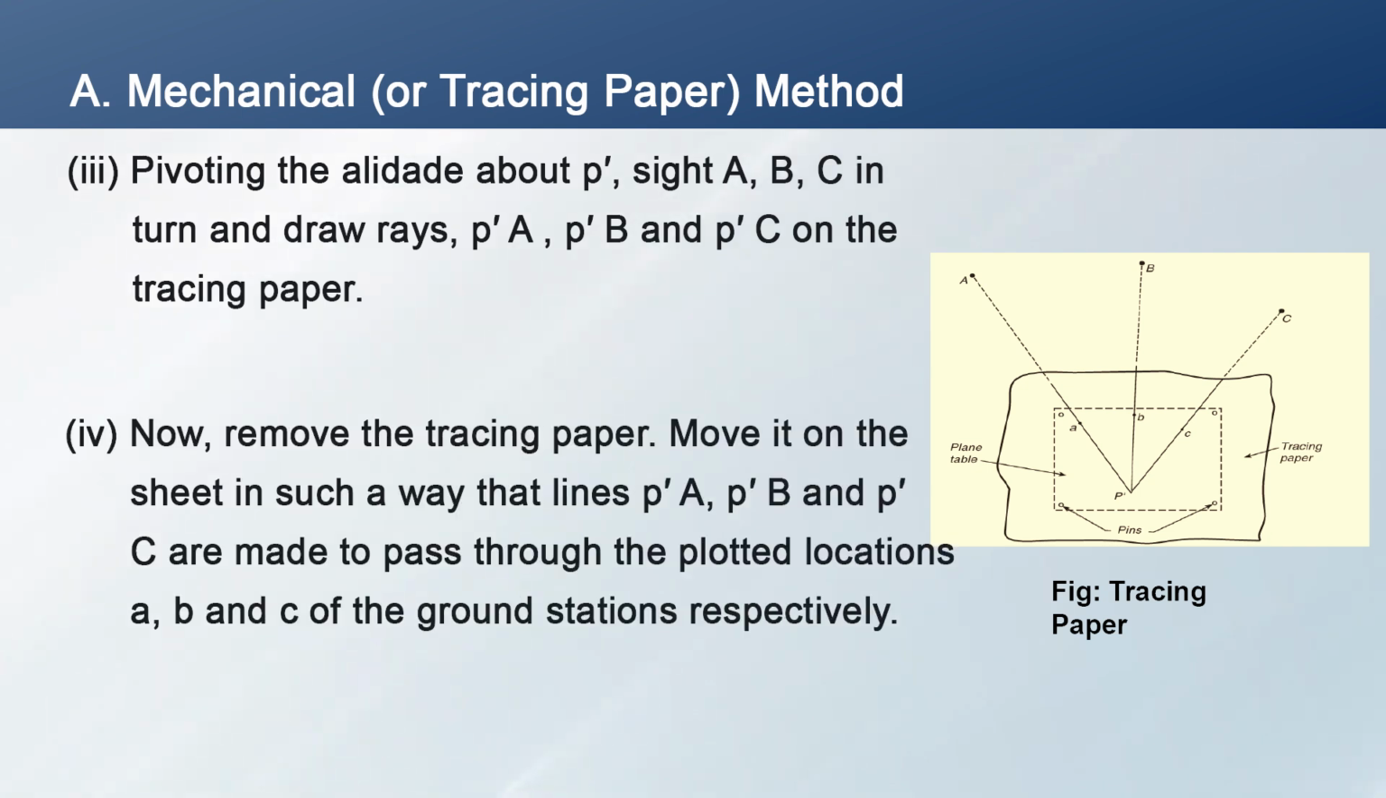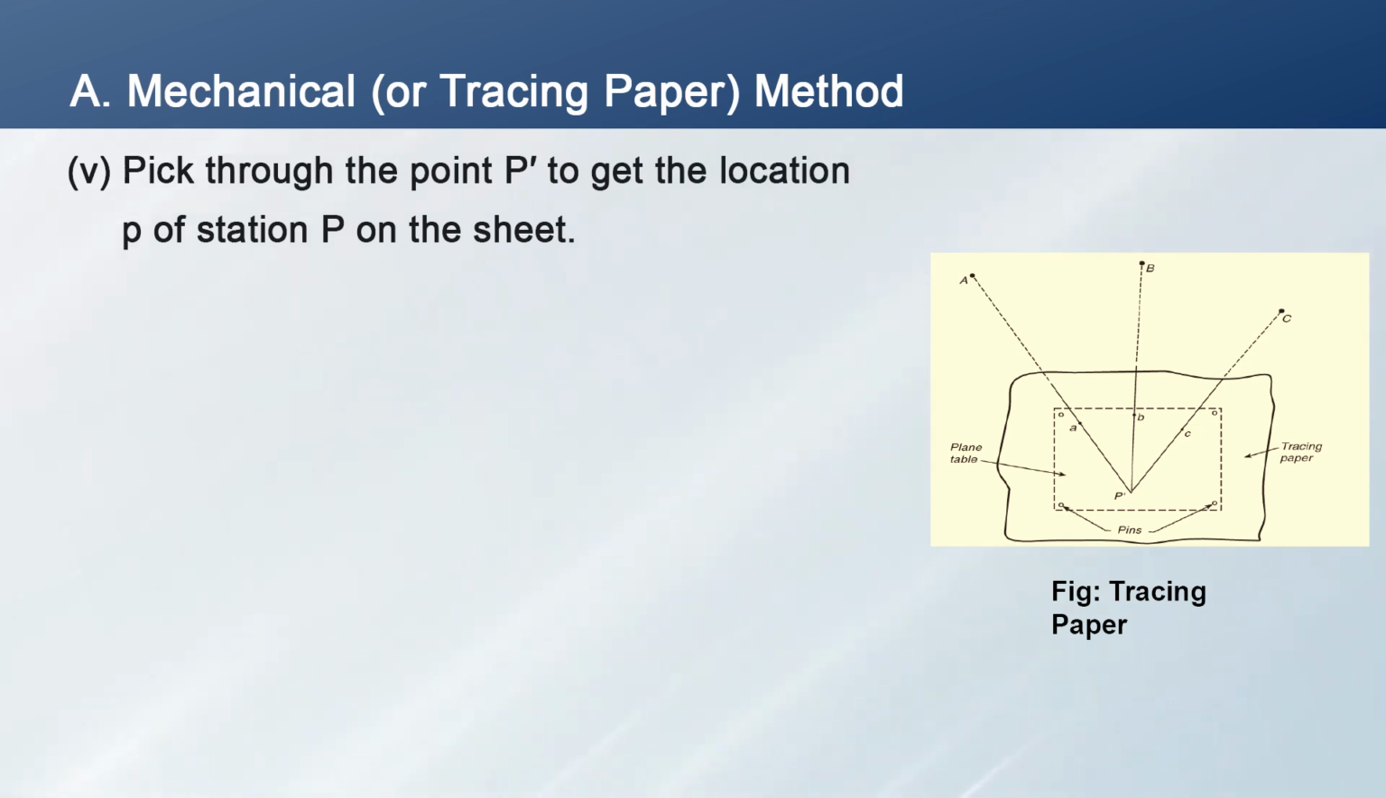Now remove the tracing paper and move it on the sheet in such a way that the lines P dash A, P dash B and P dash C pass through the plotted locations small a, b, c of the ground stations respectively, meaning each line lies exactly on the already plotted point. Prick through the point P dash to get the location small p of station P on the sheet, meaning with the help of small p dash on the tracing paper, locate the ground station point on the sheet.